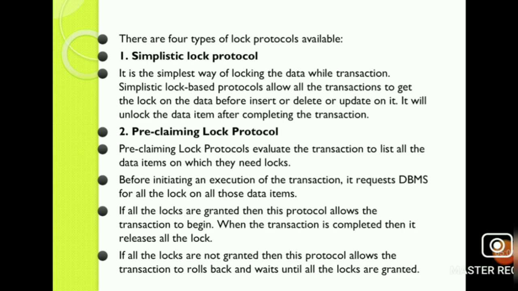Next one is pre-claiming lock protocol. It evaluates the transaction to list all the data items on which they need a lock. Let us assume the transaction is going to use the values A, B and C. To access A, B and C, the transaction has to first acquire the lock of A, lock of B and lock of C. After acquiring the locks, the transaction can begin. Once the transaction is completed, all the locks will be released.